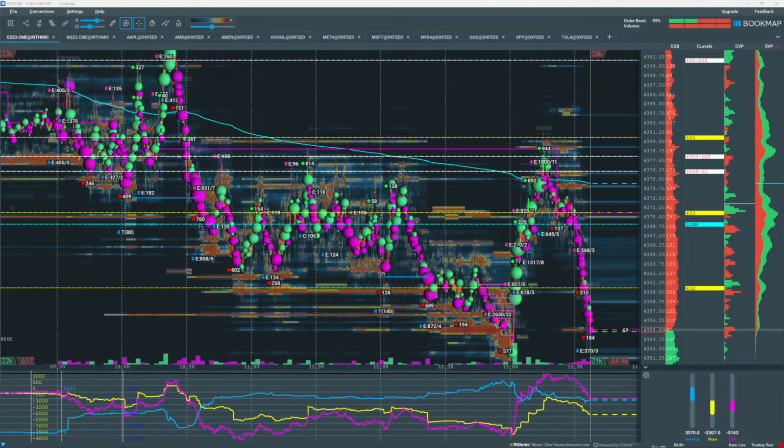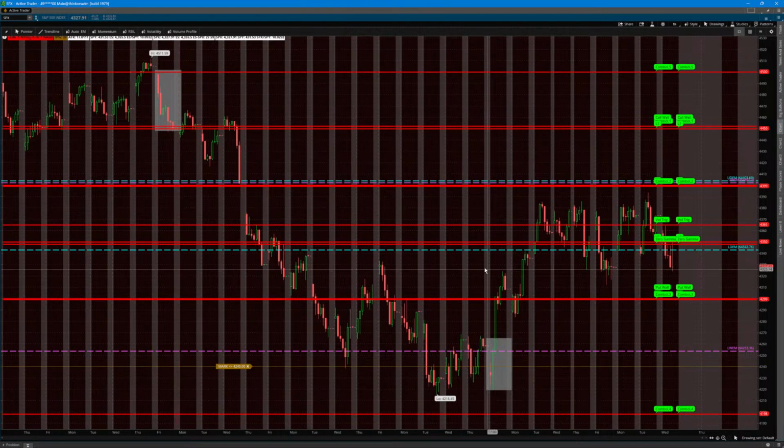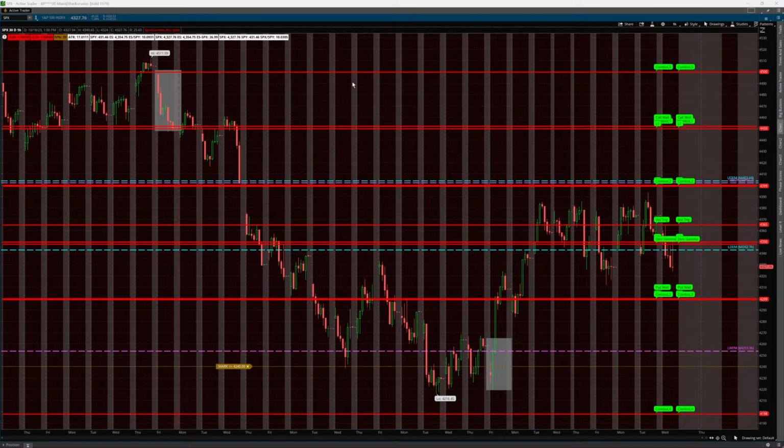So I'm going to start with my positional analysis. And let's go to, first of all, an SPX chart. This is a 30-day 1-hour chart. And let me point out the key turning points here.